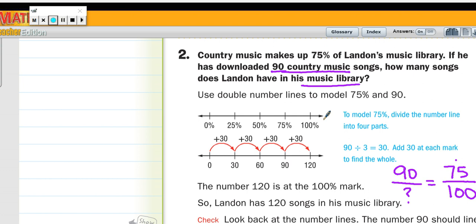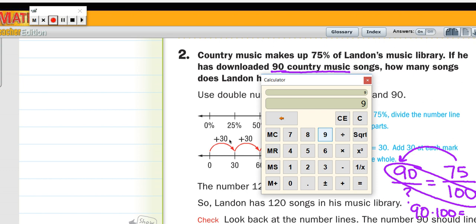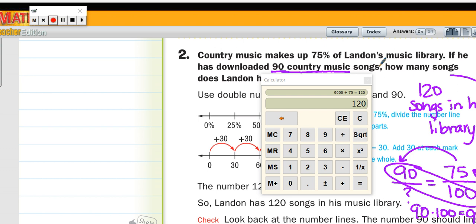Well, it's not easy to get from 75 to 90, so I'm going to use my cross products. So 90 times 100 equals 9,000. And then we're going to divide by 75. So if I divide this by 75, I find out that Landon has 120 songs in his library. So this would be my final answer.